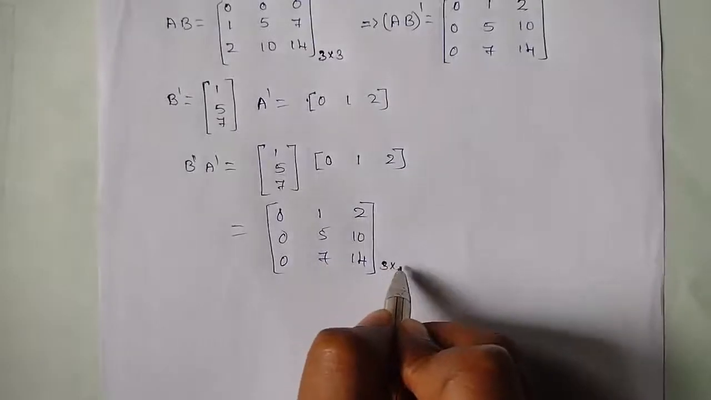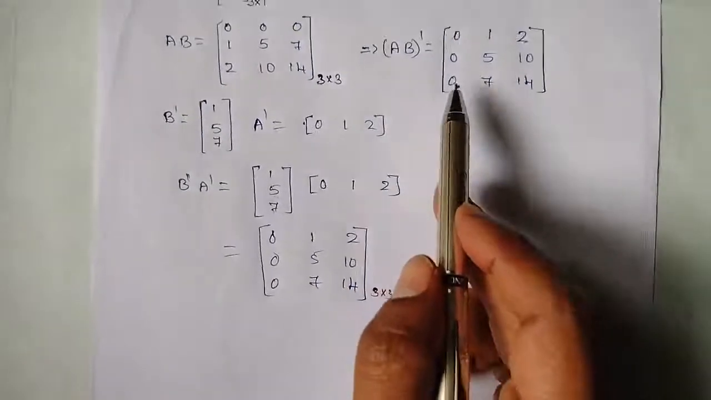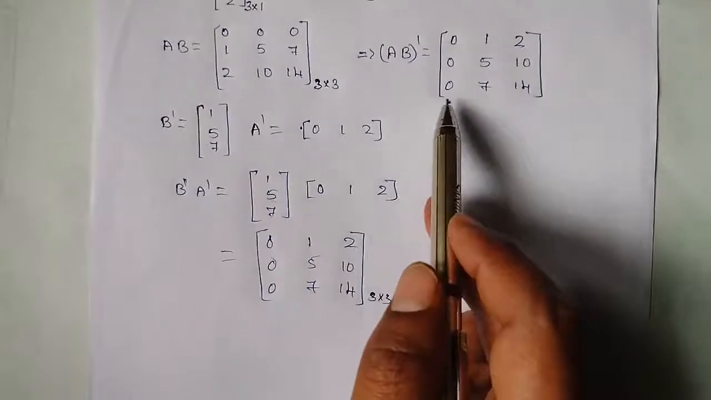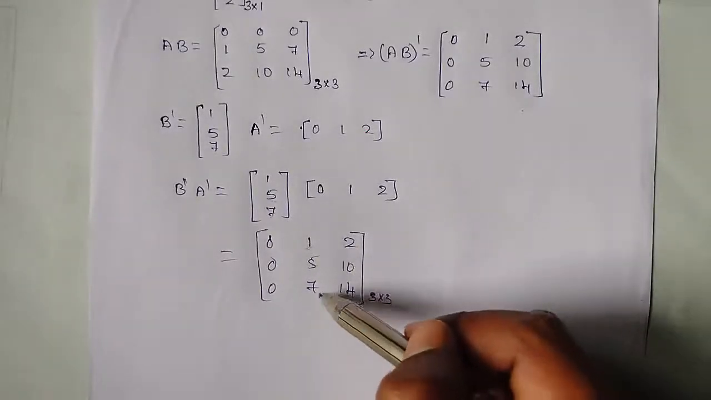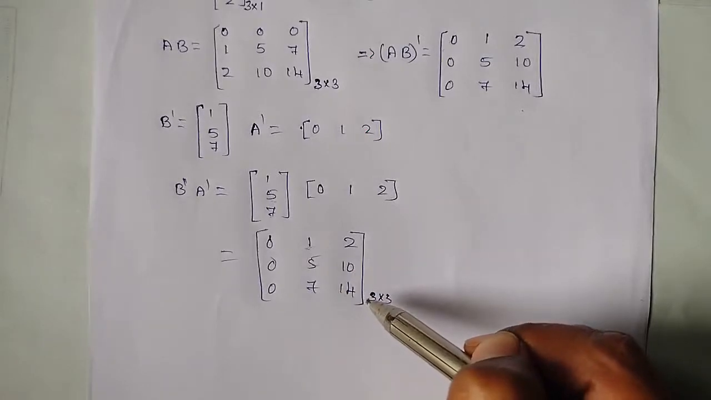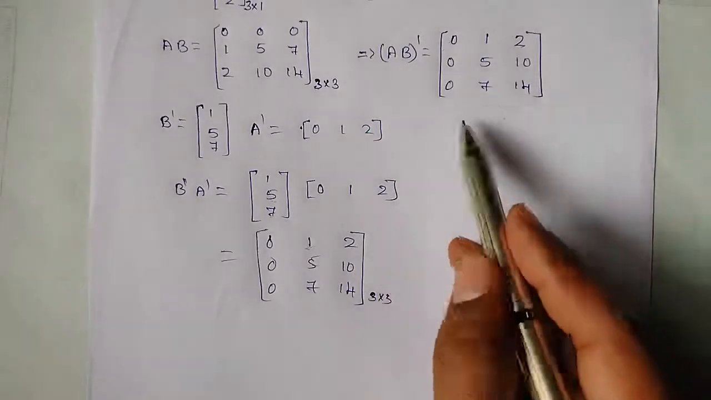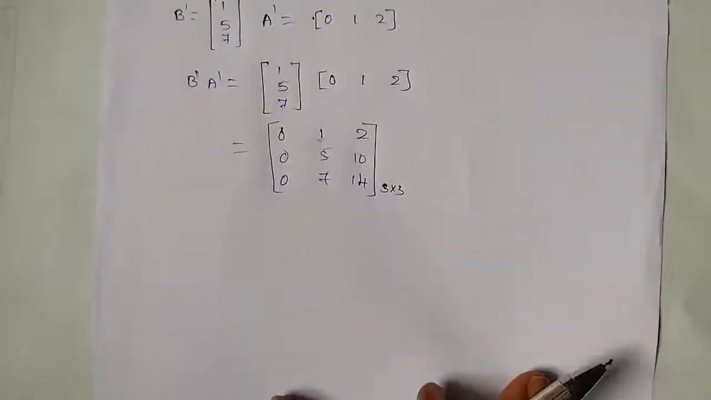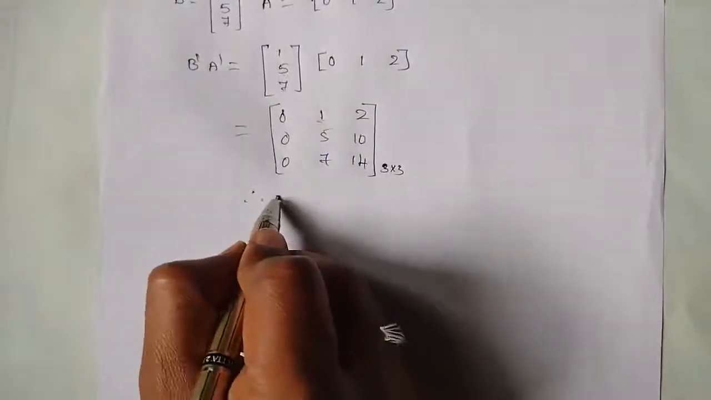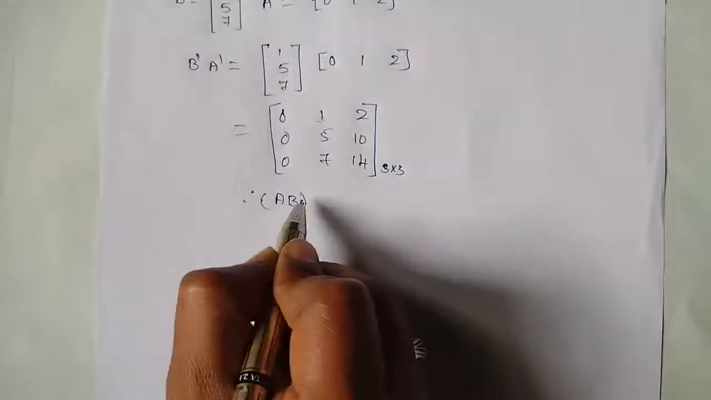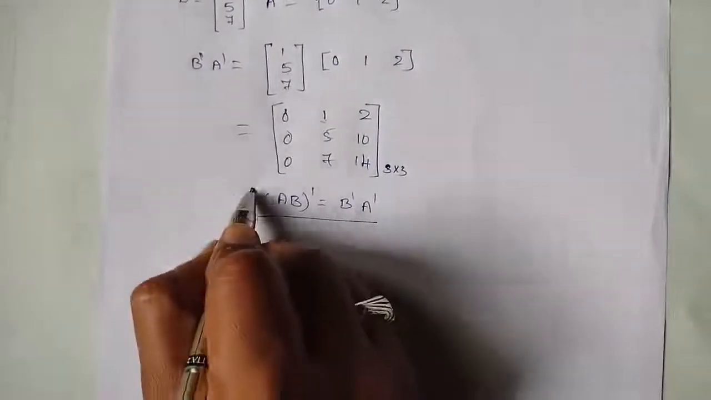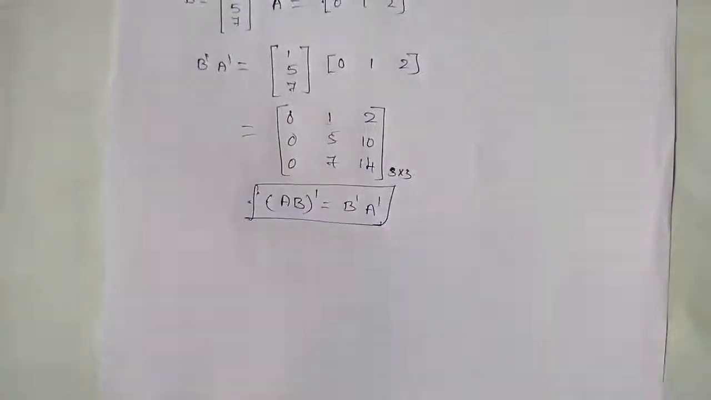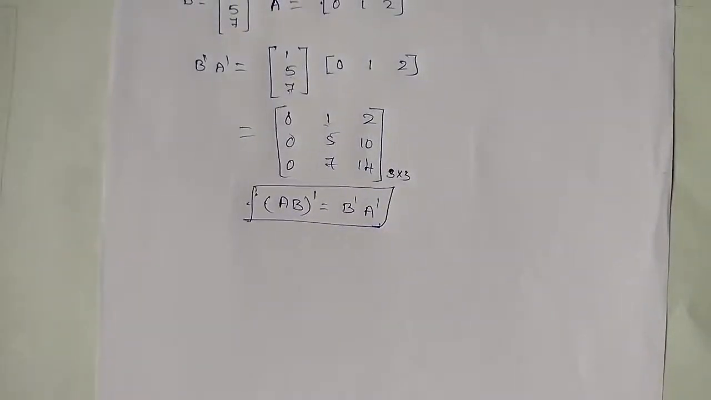The order is 3 cross 3. Check: AB whole dash is 0, 1, 2; 0, 5, 10; 0, 7, 14. And here we also get 0, 1, 2; 0, 5, 10 and 0, 7, 14. Understood? Since they are equal, we conclude that AB whole dash is equal to B dash and A dash. So this is the required proof to this problem.